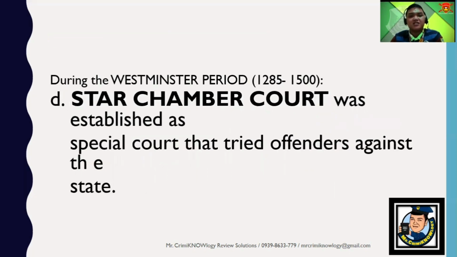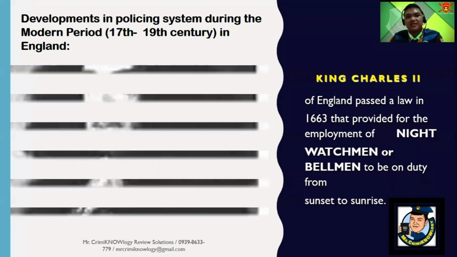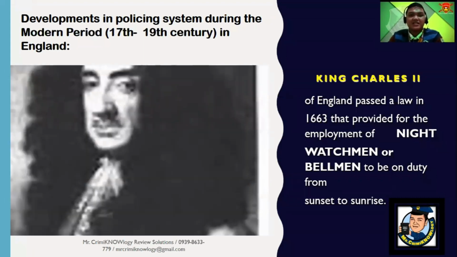Next is the Star Chamber Court. It was established as a special court that tried offenders against the state. Okay, let's see some personalities. Developments in the policing system during the modern period.